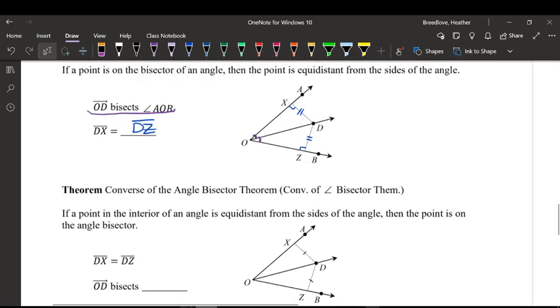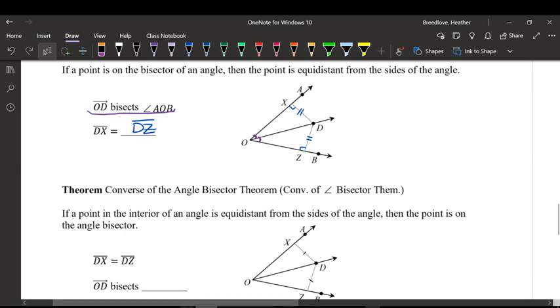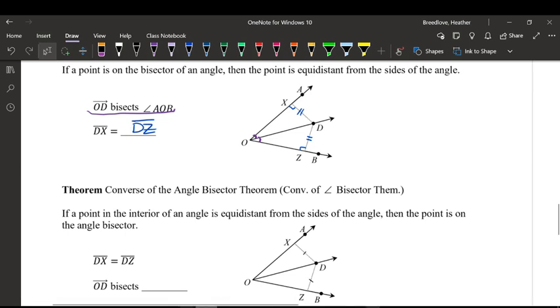And then we have the converse, because we always have a converse. So in the first situation, the original theorem, you have the fact that the angle has been bisected. You know that the angles are congruent, and you conclude that the segments are congruent. In the converse, you have that the segments are congruent, and you're going to conclude that the angles are congruent.